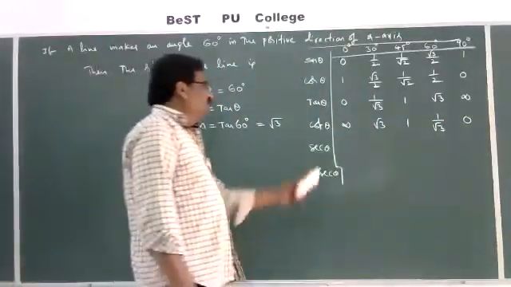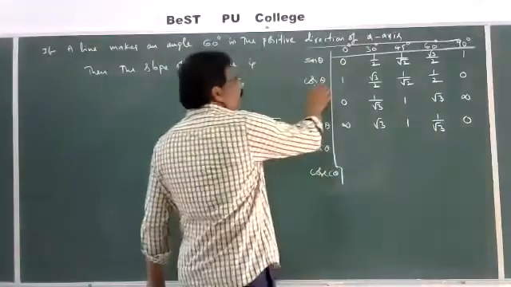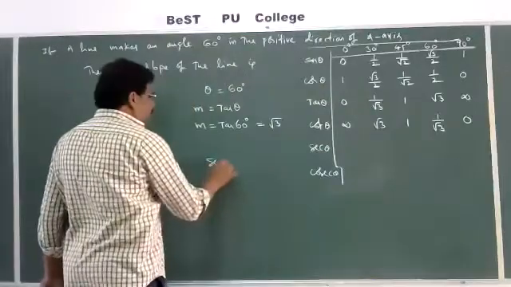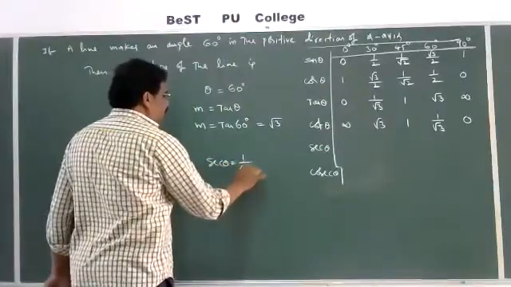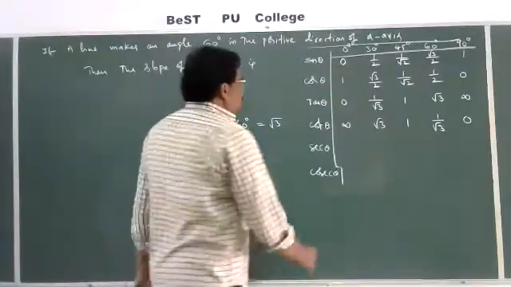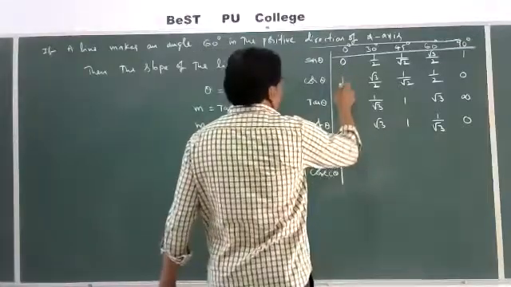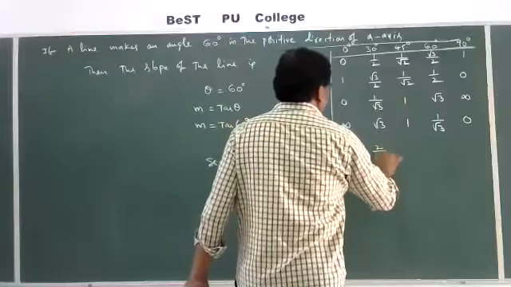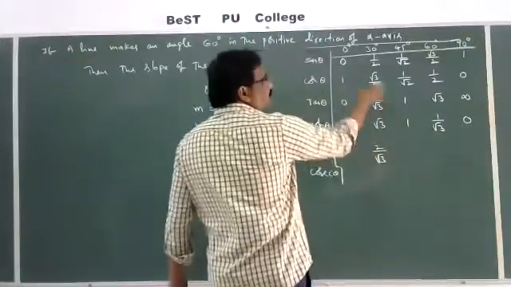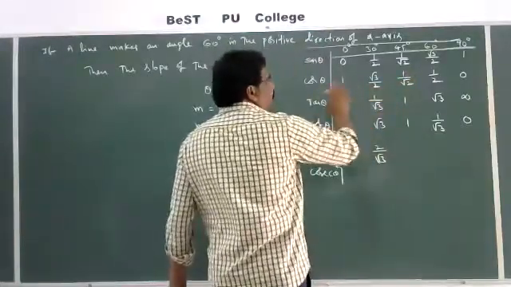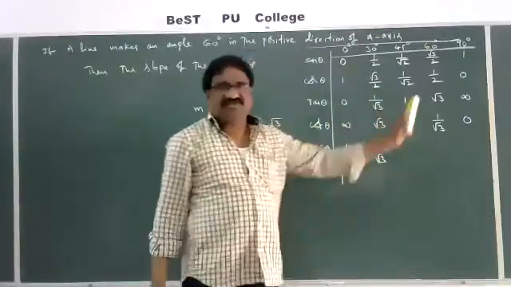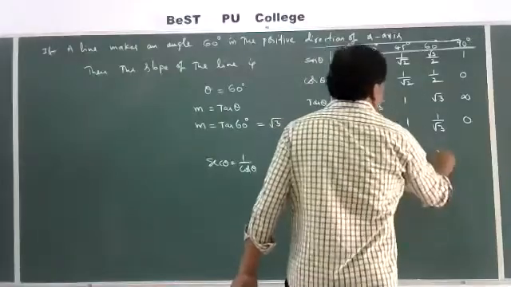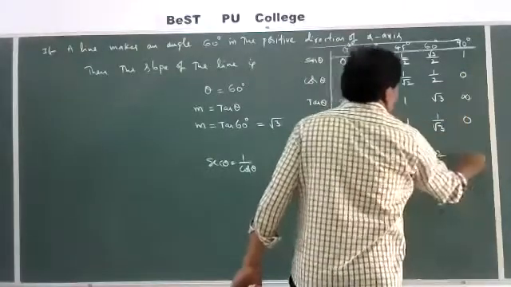Secant theta is the reciprocal of cos, secant theta is 1 by cos theta. That's why secant 0 is 1 by 1, which is 1, then 2 by root 3, root 2, 2, and 1 by 0, infinity. Just a simple technique: reciprocal of cos values.